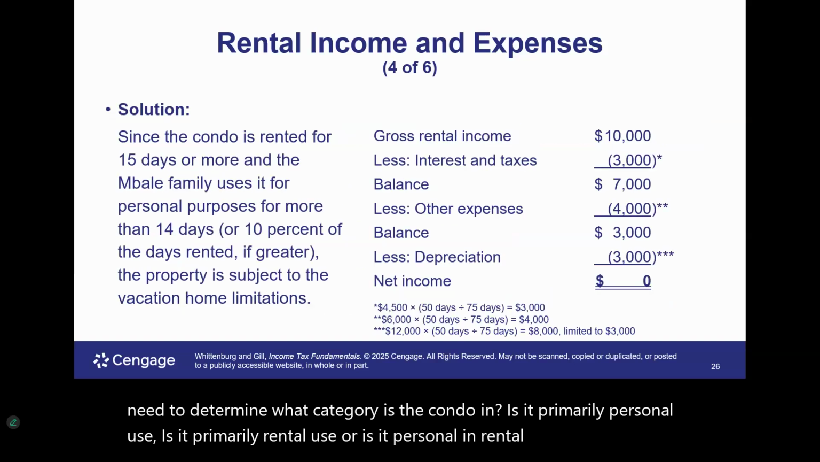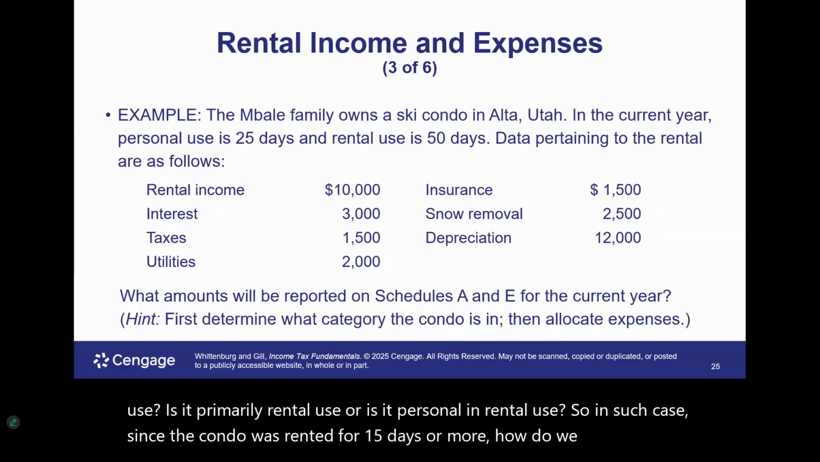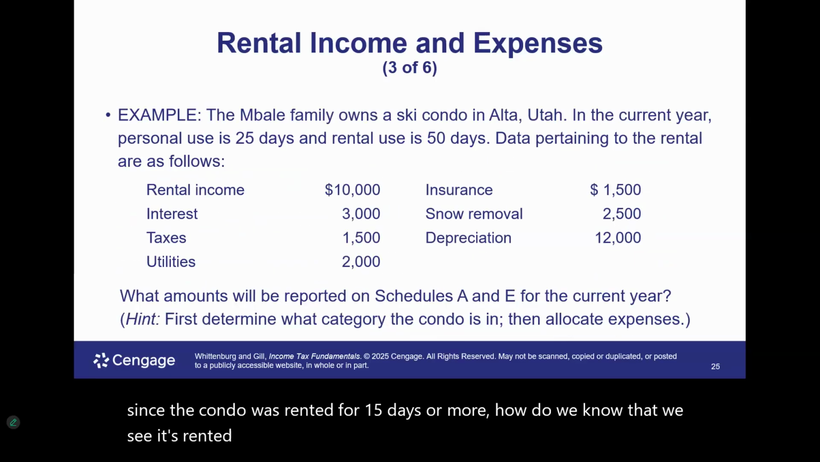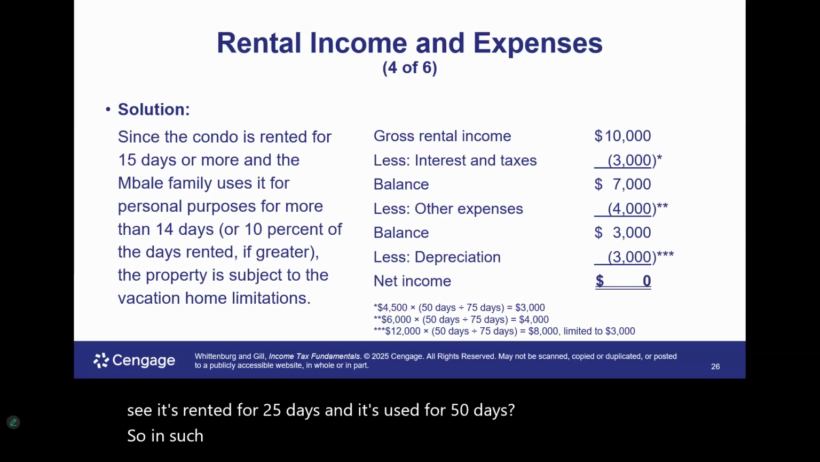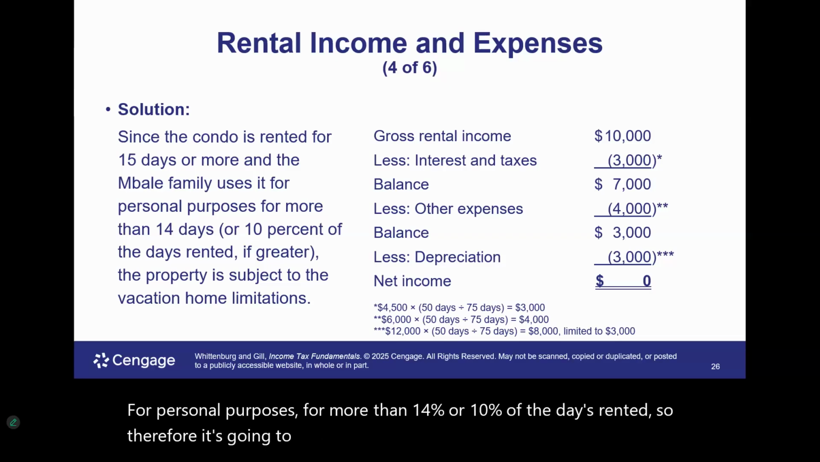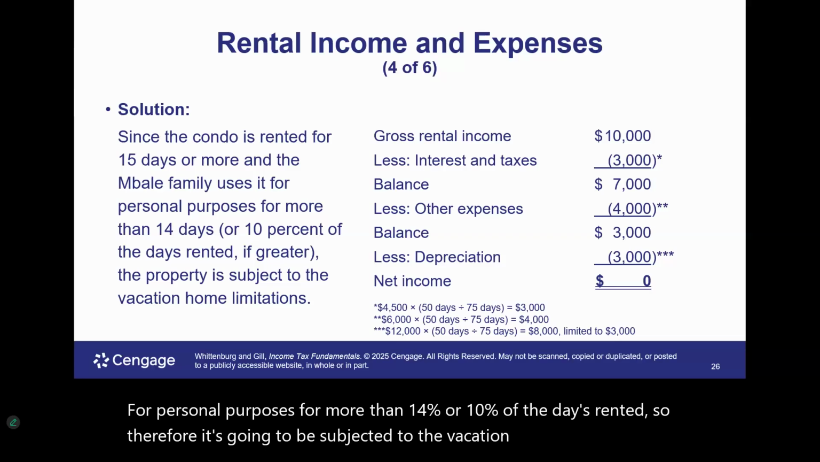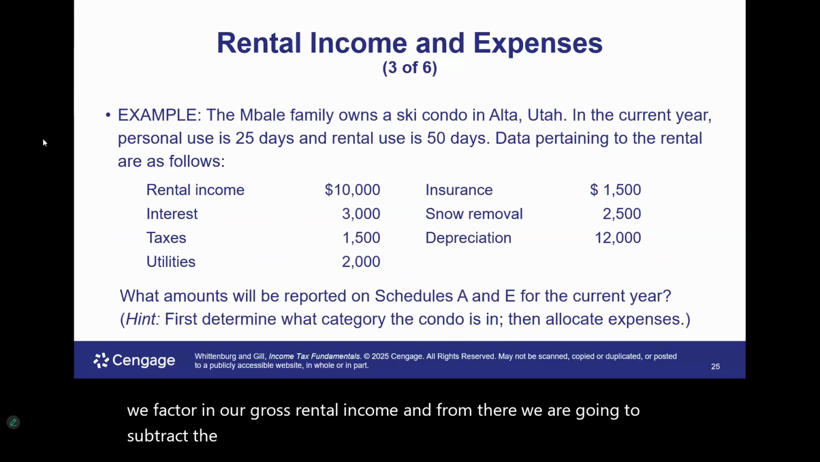In such a case, since the condo is rented for 15 days or more, how do we know that? We see it's rented for 50 days and used personally for 25 days. So in such case, the Mabels use it for personal purposes for more than 14 days, or 10% of the days rented. Therefore, it's going to be subject to the vacation home limitations. So we factor in our gross rental income, and from there, we subtract the taxes. If we scale back, the personal use was 25 days, rental 50 days.